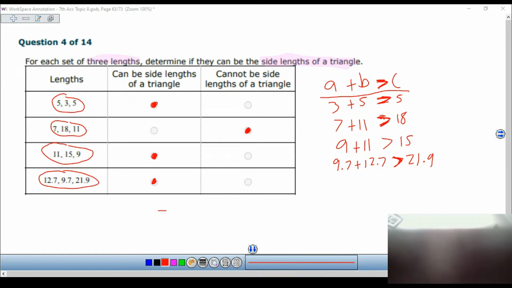What if it equals the same number? Yeah, so if it equals the same, then it's not a triangle. A and B have to be greater than C.